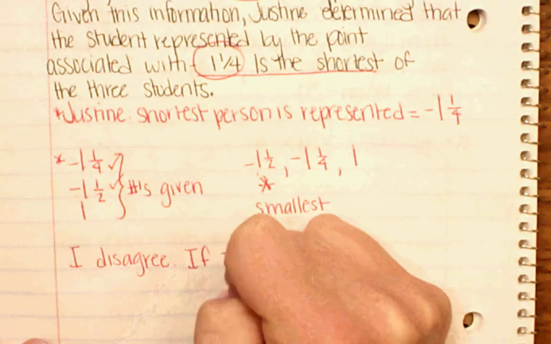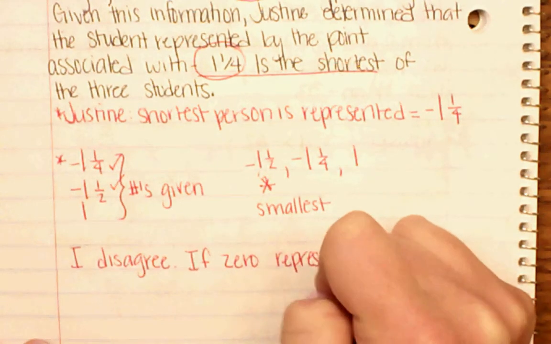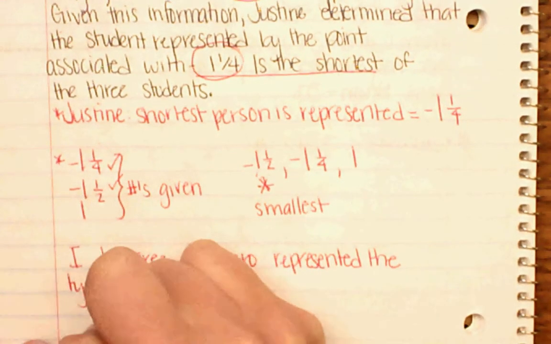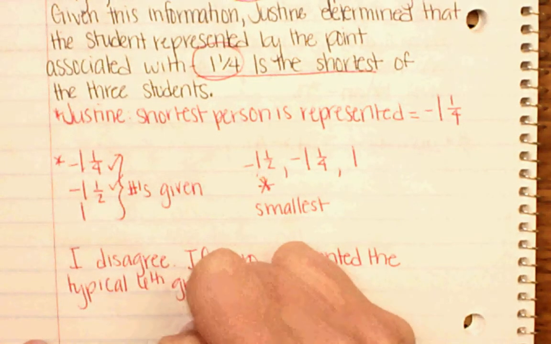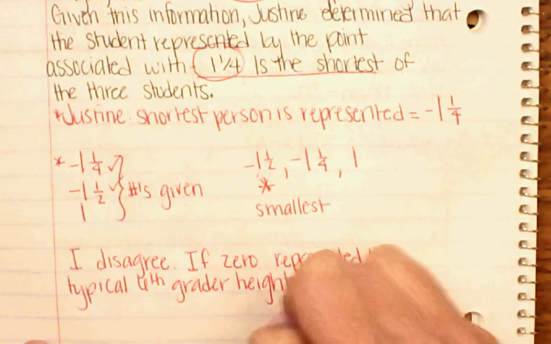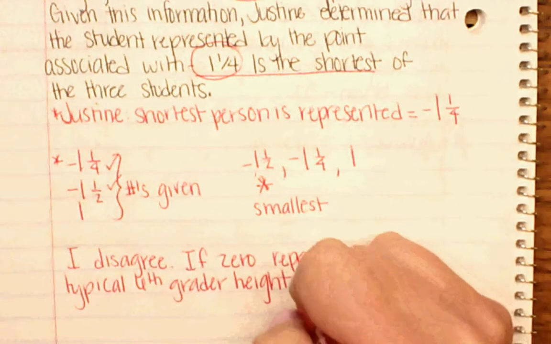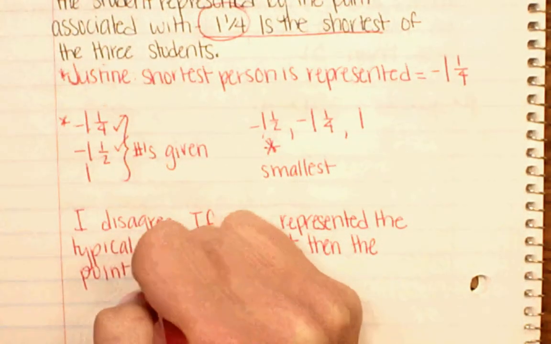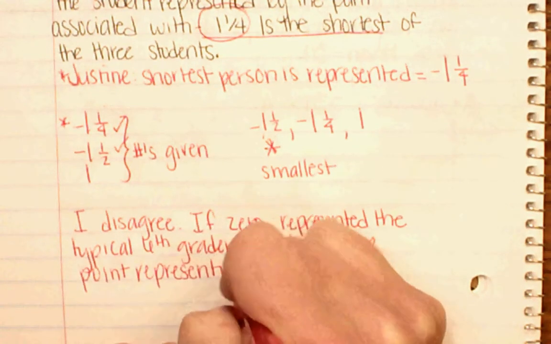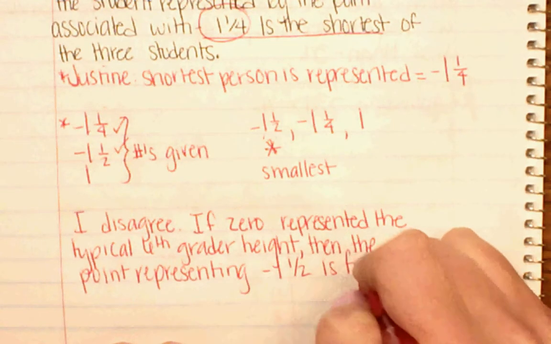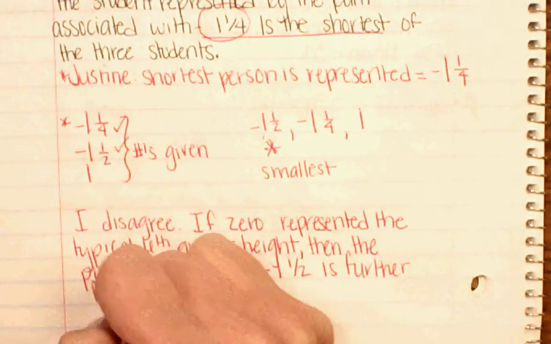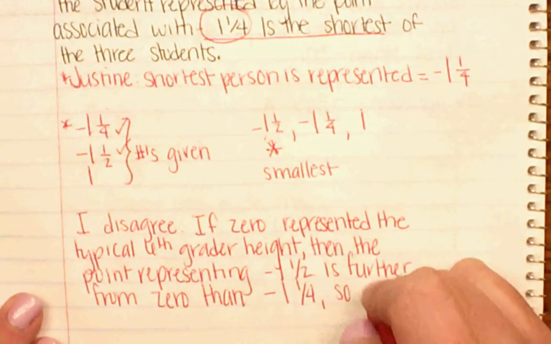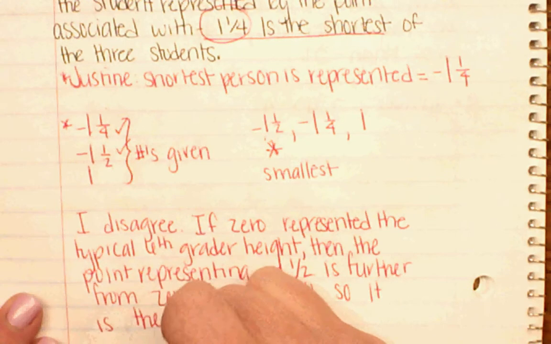If 0 represented, in this case 0 would represent the middle point or the typical 6th grader height, then the point representing negative 1 and 1/2 is farther, or further, from 0 than negative 1 and 1/4, so it is the smaller student.